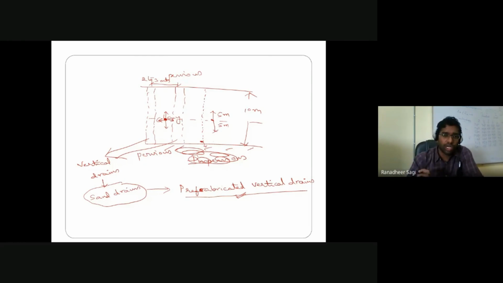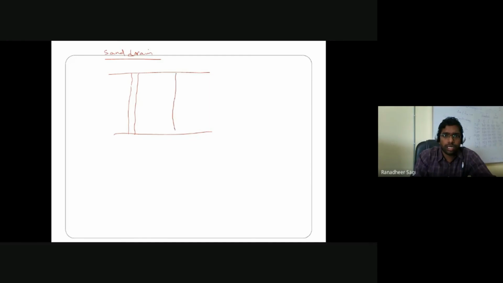Okay, if I want to go further ahead in making you understand a little more about prefabricated vertical drains, let's say this is a clay layer we are looking at. I'm just trying to talk about a vertical drain, which is your sand drain. So this is one sand drain. Let's say this is another sand drain. As I told you, the center to center distance we try to maintain is approximately around 2 to 3 meters between each of your sand drains.